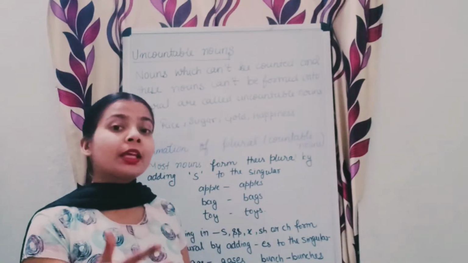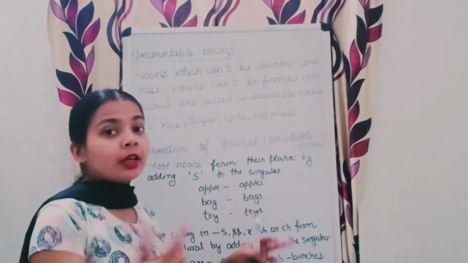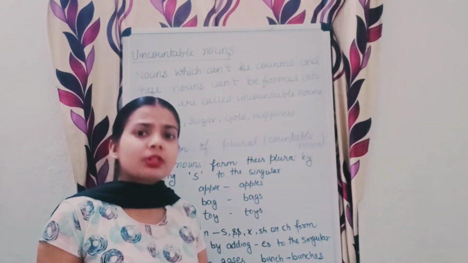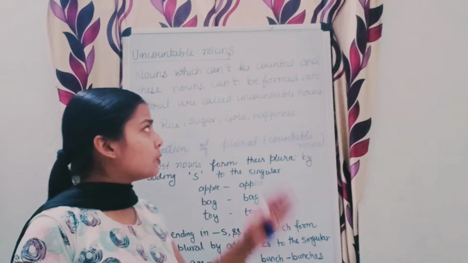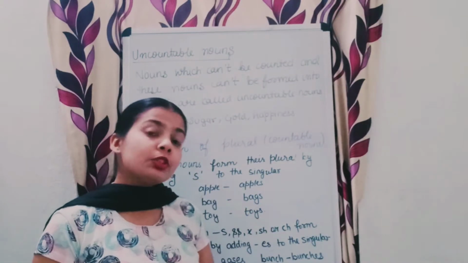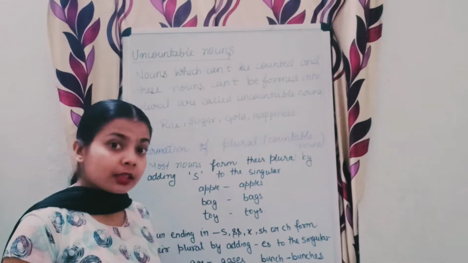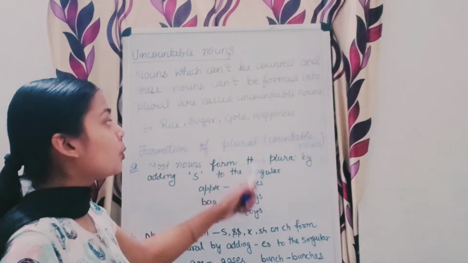Those things which cannot be counted, you cannot convert into plural. You cannot say I have 2 rice, because literally you cannot count it. I have 1 happiness, I have 2 happiness. No, you cannot say like that. So those things which you cannot convert into plural or cannot count are known as uncountable nouns.